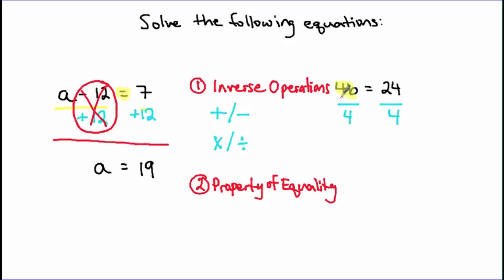So now let's actually work that out. 4 divided by 4 is 1, so that cancels out, leaving me with a value of b. And then 24 divided by 4 is 6.